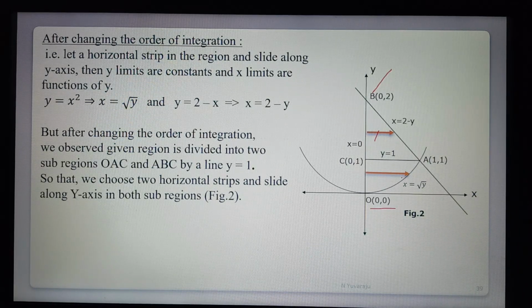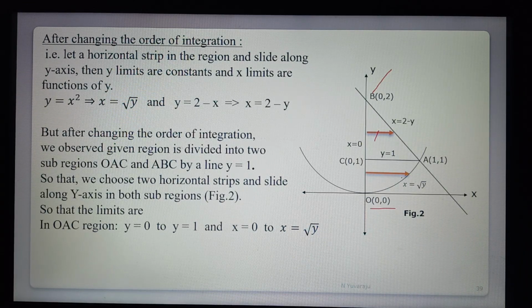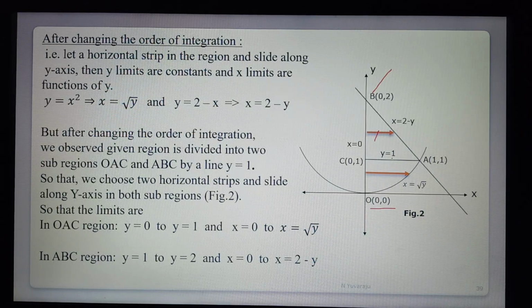Already explained the figure. So in the OAC region, the horizontal strip slides along the y-axis, starting here at 0,0 to 1,1. That is, the y limits are constant, y is equal to 0 to 1. For the x limits, the left edge, the left curve, is the y-axis, that is x is equal to 0, to the first curve, x is equal to root y, that is 0 to root y. Okay, next in the ABC region, the strip slides along the y-axis from y is equal to 1 to 2, y limits 1 to 2. So the left edge is x is equal to 0, the right edge on the right curve is x is equal to 2 minus y, that is the x limits. So these are the new limits.